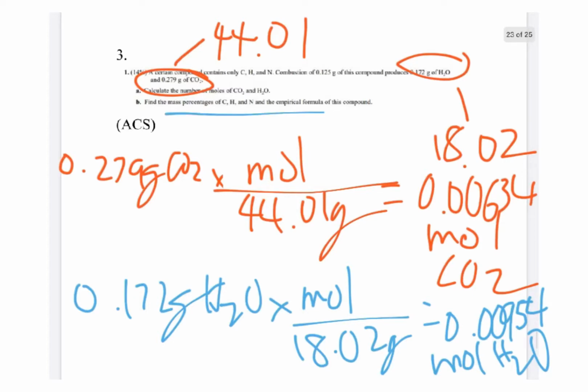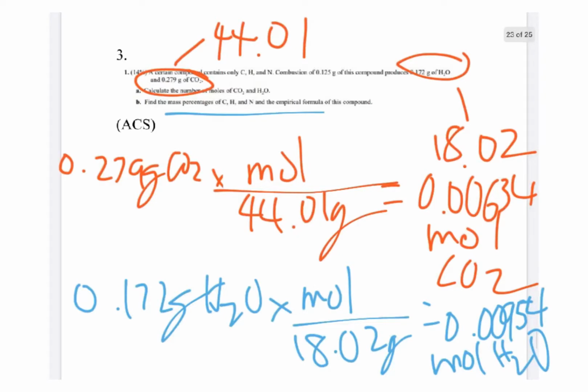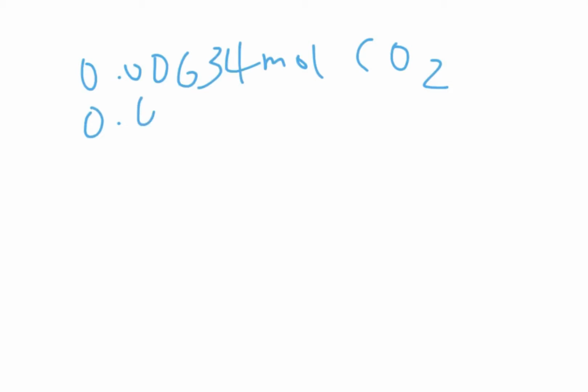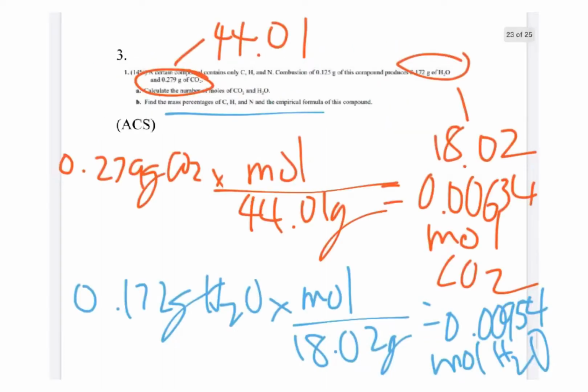Now let's do B. Find the mass percentages of C, H, and N and the empirical formula for this compound. Now we need a new page for this, so let's go on to the next page. Let's write our moles of CO2 and H2O on the top. So it's 0.00634 moles of CO2 and 0.00954 moles of H2O.